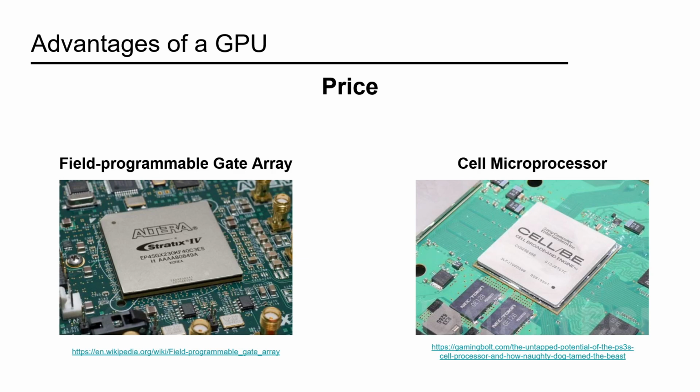Lastly, GPUs are appealing for their cheap price. GPUs aren't the only specialty parallel processing devices. In the early 2000s, field programmable gate arrays and cell microprocessors were also very popular. However, they lost out to the GPU over time due to price. GPUs had a high demand from the entertainment industry, specifically video games, so the price went down.